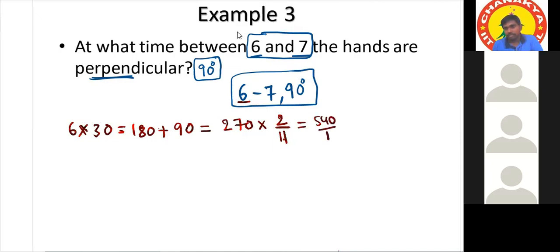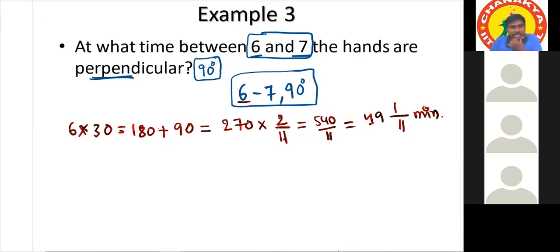After 540 by 11, 5 times it will not go. 4 times it is 44. Remainder 100. 9 times it is 99. Remainder 1. In 1 it will not go. That's why 1 by 11. So 49 1 by 11 minutes. Yes or no? Yes, sir.